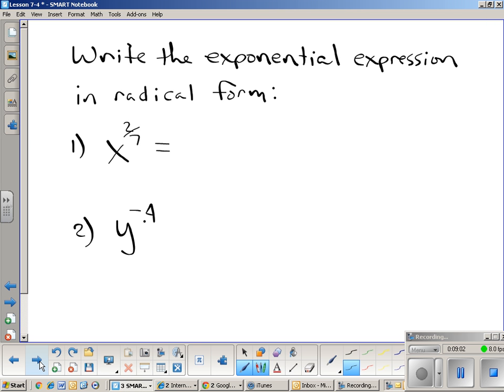What do you think, Caleb? Number 1 here, how do I rewrite that with a radical? It would be a radical sign, with 7 as the index. 7 is the index, so you mean the 7th root sign. Right. Okay? And then x squared. Or, how else could I write that?